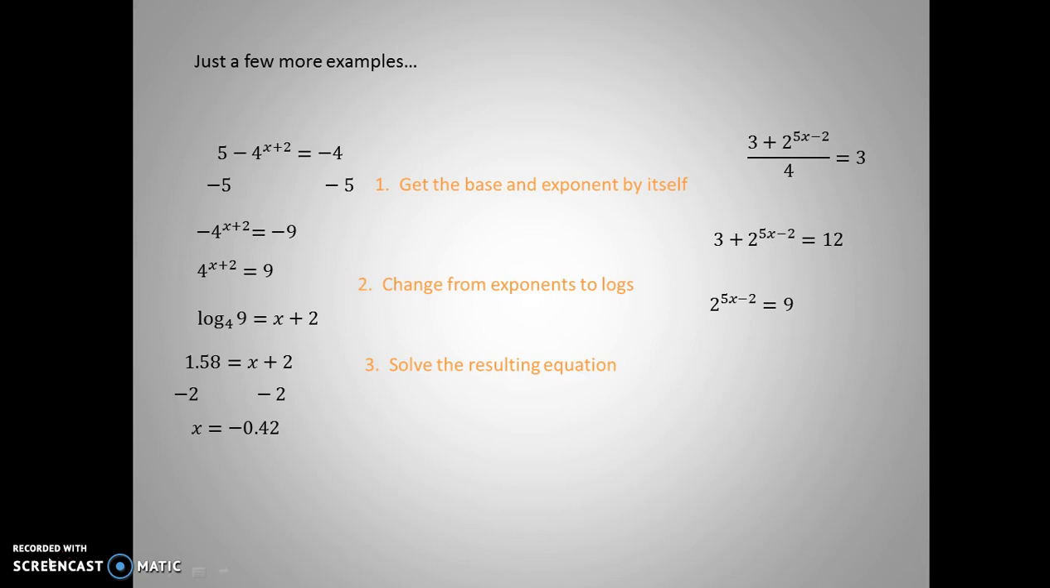Now the base and its exponent are by itself. So I'm going to change it to logs. Log base 2 of 9 is equal to 5x minus 2. Put the log base 2 of 9 in my calculator, and I get 3.16 is equal to 5x minus 2. And now I have a two-step equation, so I'm going to add 2 to both sides, and then divide by 5.